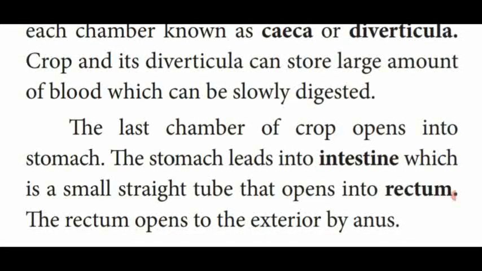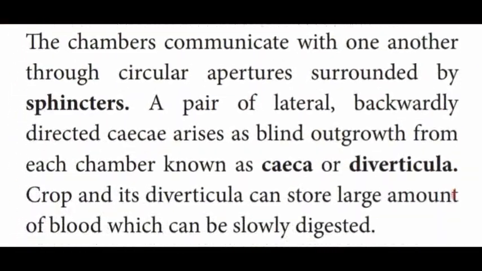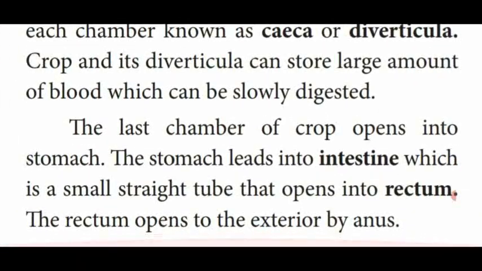Then the 10th chamber of the crop, that is the last chamber of the crop, opens into the stomach region. The stomach leads into the intestine. It is a small straight tube that opens into the rectum. Then the rectum opens to the exterior or outer surface by the anus. So these are all the different regions and their activities present in the alimentary canal of the leech.